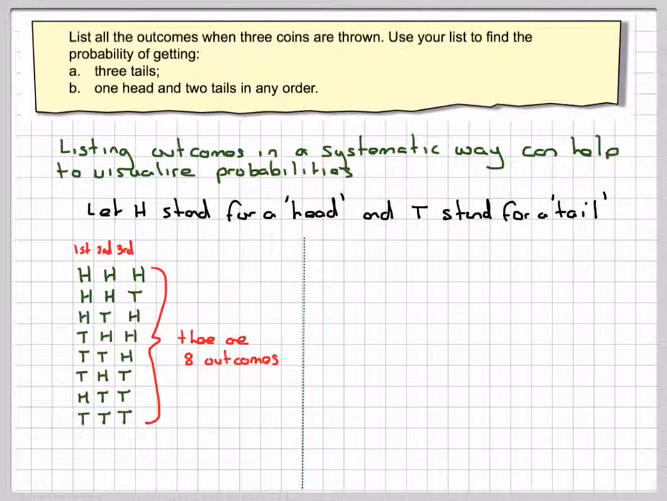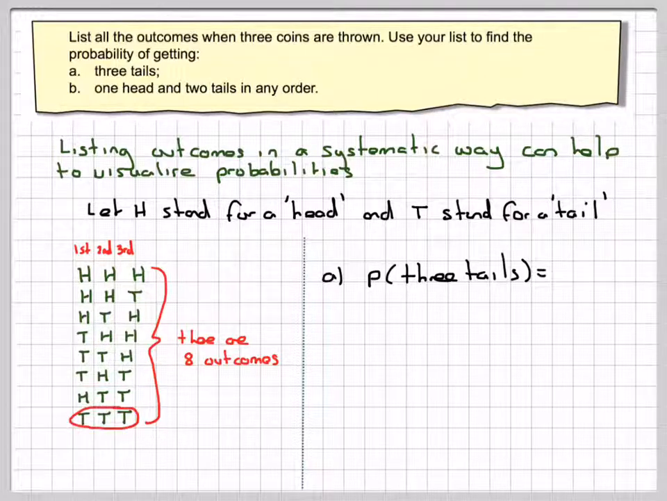And then, having listed all the outcomes, these questions now become quite simple. The probability of 3 tails, well, all we need to do is circle the 3 tails. That's 1 out of 8, so it's going to be 1 out of 8.